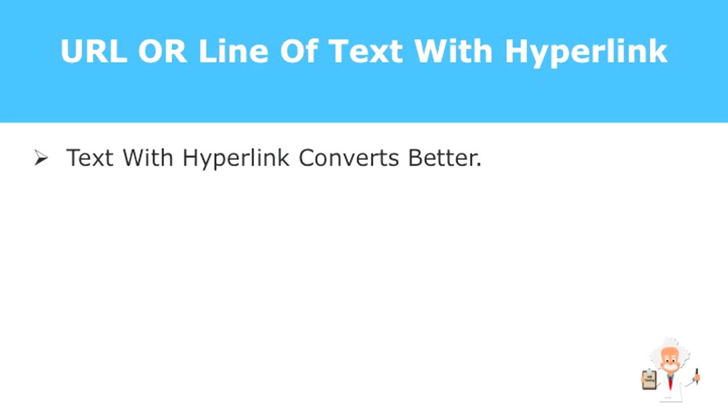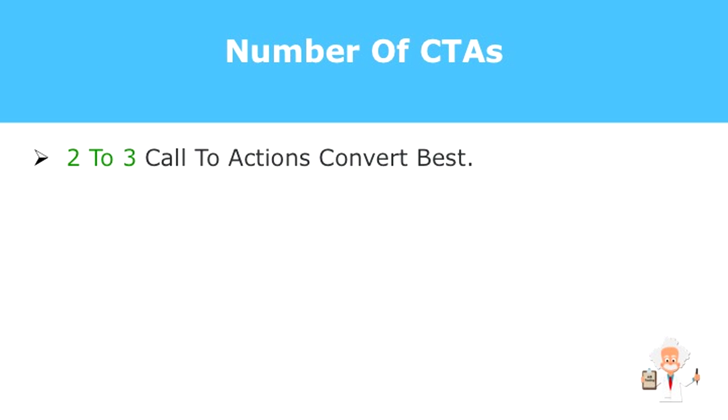URL versus line of text with hyperlinks. Usually, with plain text emails, the CTA is a simple line of text. It's highly recommended that you use a text link with a hyperlink instead of the direct URL, because not many people will understand that. When they see a hyperlinked text, they understand the message that this is a place to click to find out more about your product. And of course, the number of CTAs.